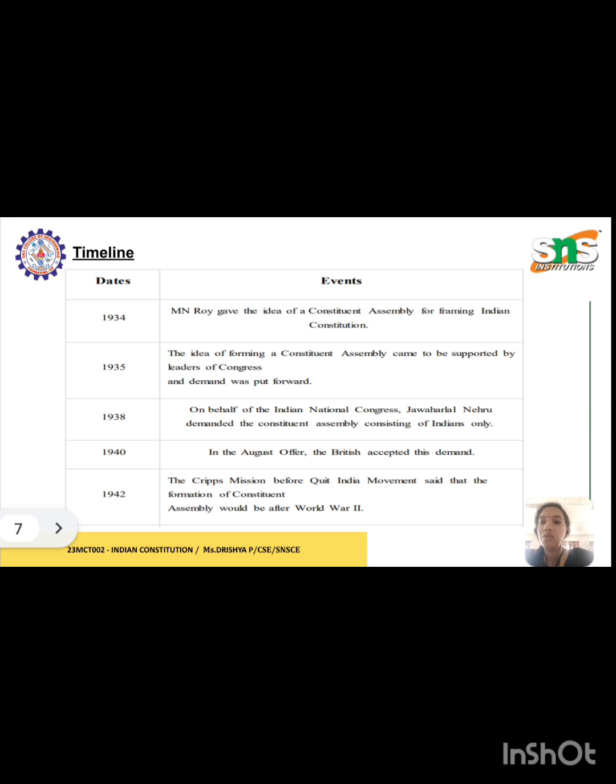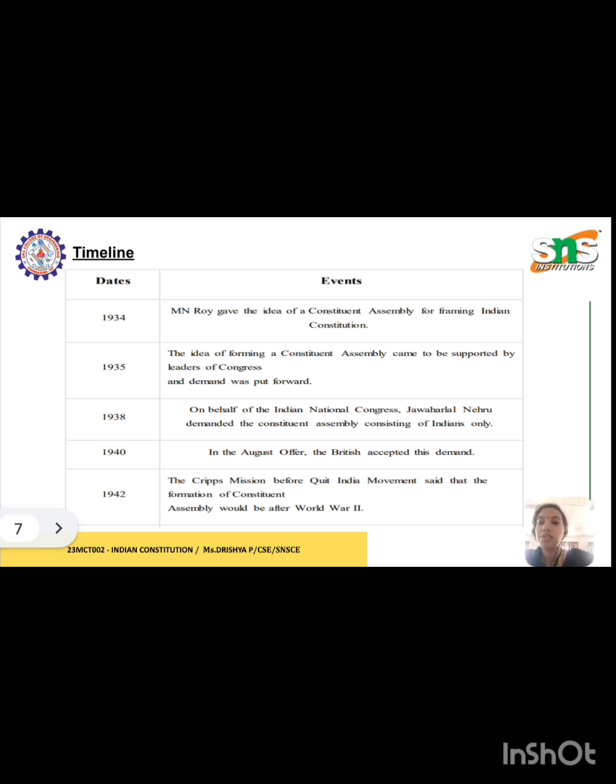Then after 3 years, in 1938, on behalf of the Indian National Congress, Jawaharlal Nehru demanded a Constituent Assembly consisting of Indians only. Okay, the constitution is only for each country. At that time Jawaharlal Nehru demanded that the Constituent Assembly include only Indians. Then in August 1940, the British accepted this demand.